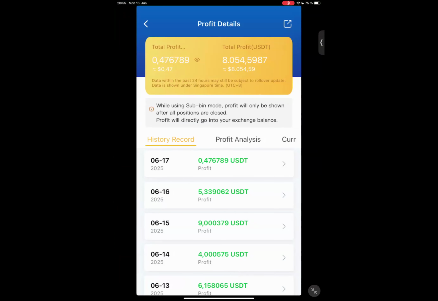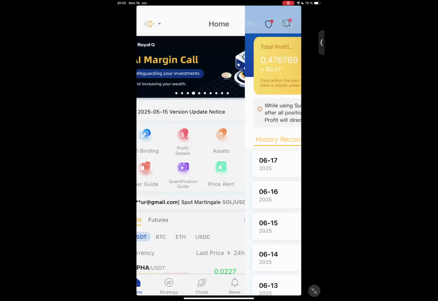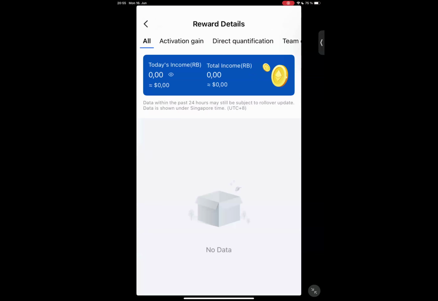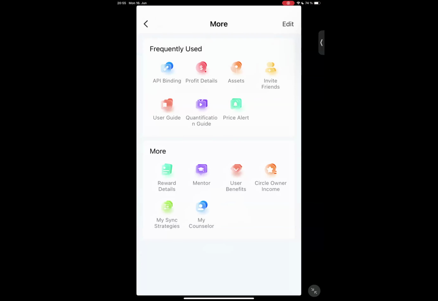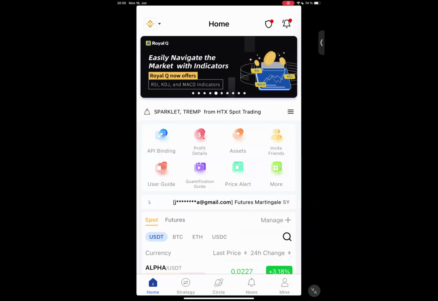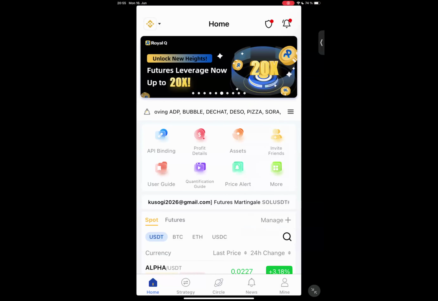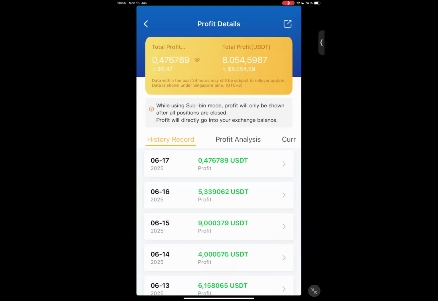There is not even one single soul on this account that has activated. If I go to reward details, you will not see anything because it's not for sharing. It's just to prove to the doubting Thomases that with Royal Q, it's not only making money from team building. If you decide to only share the opportunity, you can make profit. If you decide to trade alone without sharing of the opportunity, you could still make profit.